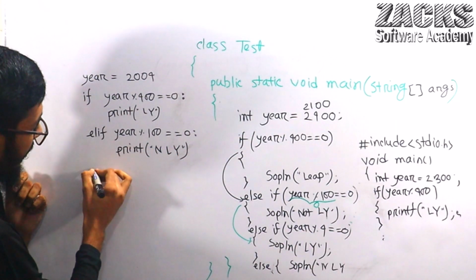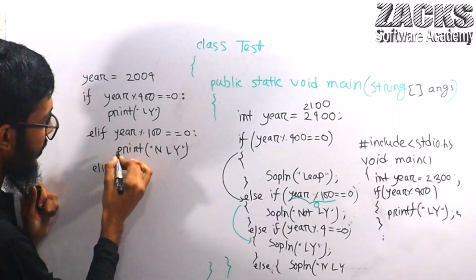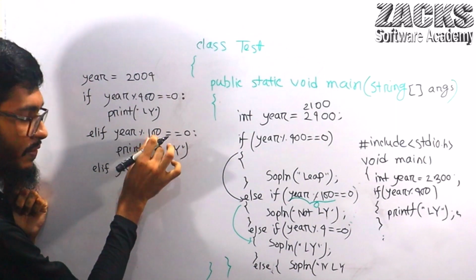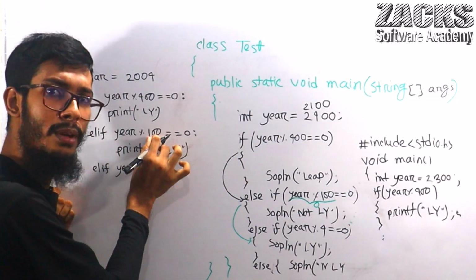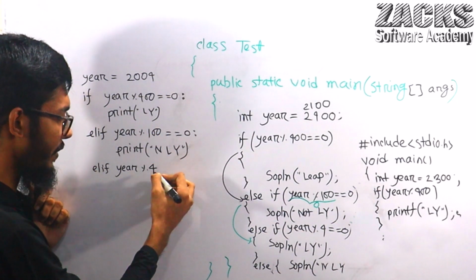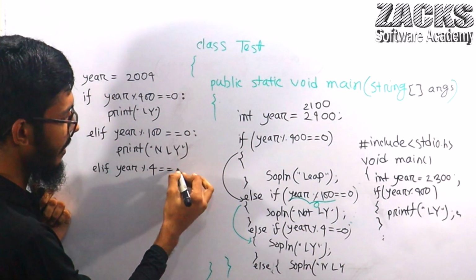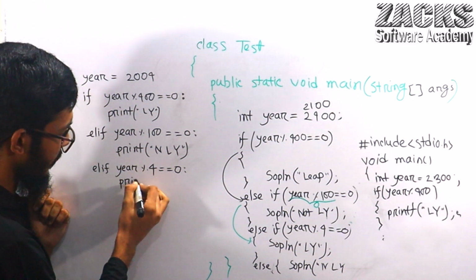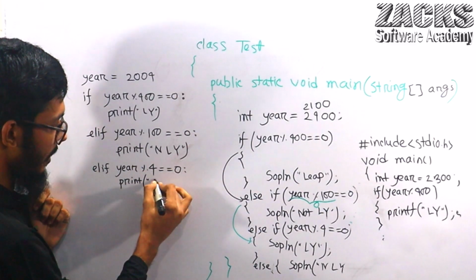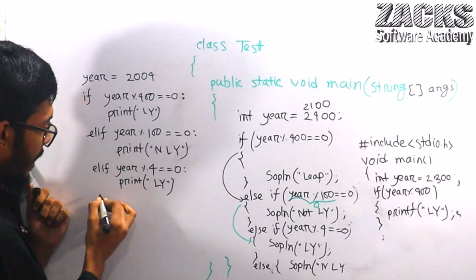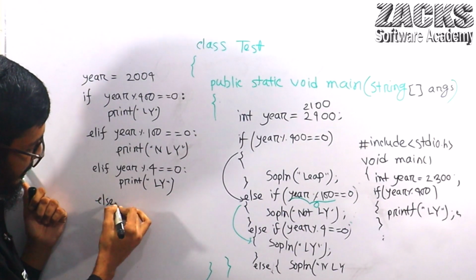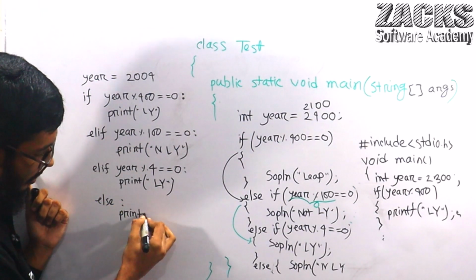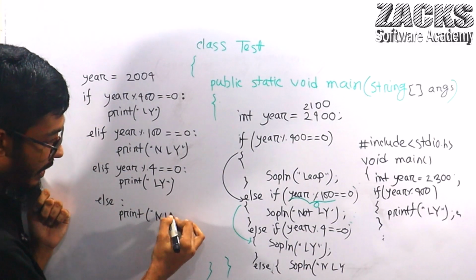Else if what? If year is divisible by 4, if this condition is false means what? Year is not divisible by 100, right? So right now, if we can divide by 4, certainly we can say this is a leap year, right? Print, not printf, L for leap, Y for year. Otherwise, else, use colon, print what? Not leap year now, not leap year.